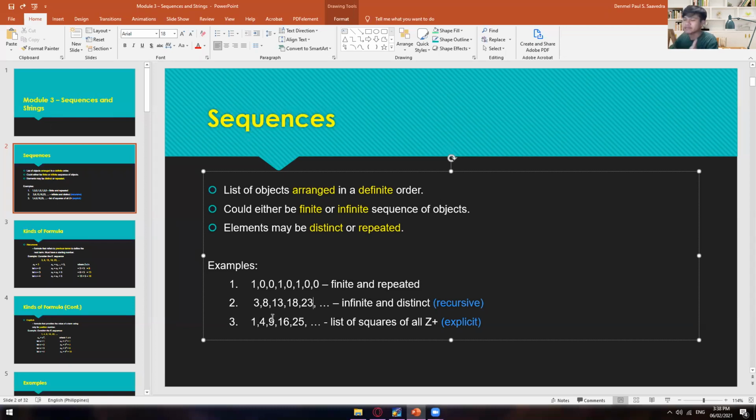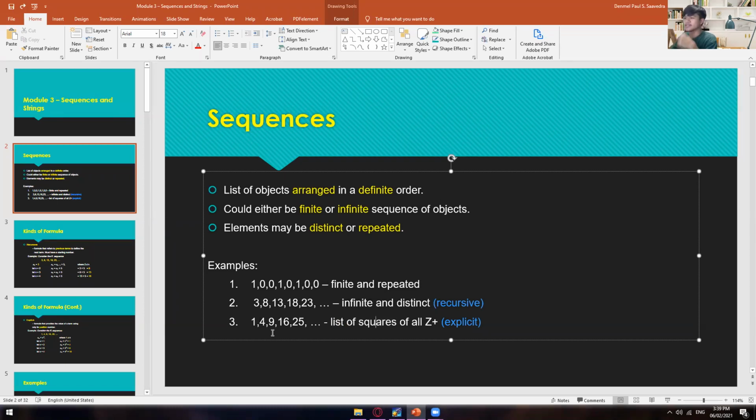And then the third one is the explicit. In explicit, you don't need to know the past terms, the first, second, and third term. As long as you know the formula, the definite rule, and the range, then you already know the value you're looking for. For example, what is the 55th term? You don't need to know the first 54 terms as long as you know the formula. That's why we call it explicit, since all you need to do is find the formula and its range. Like this one, a list of squares of all positive integers. For the 10th term, just square it: 10 times 10 is already 100. You didn't need to know the first 9 terms.